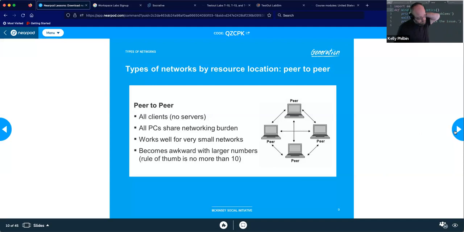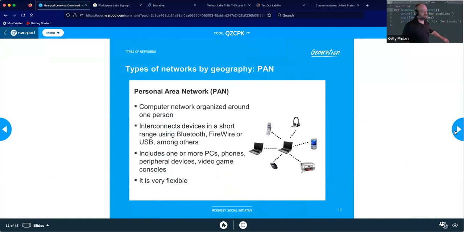All right, so we have our client server, we have our peer-to-peer. Now, let's talk about geographic types of networks. We talked about topologies, which gave us our local types that we could create. Now we have to talk about geographic network styles. Smallest one is called a PAN. Stands for personal area network. And the easiest way to think about this is just within arm's reach. Primary communication method for this is Bluetooth. But they also have some wired versions like FireWire, USB, among others. Most commonly nowadays is Bluetooth.